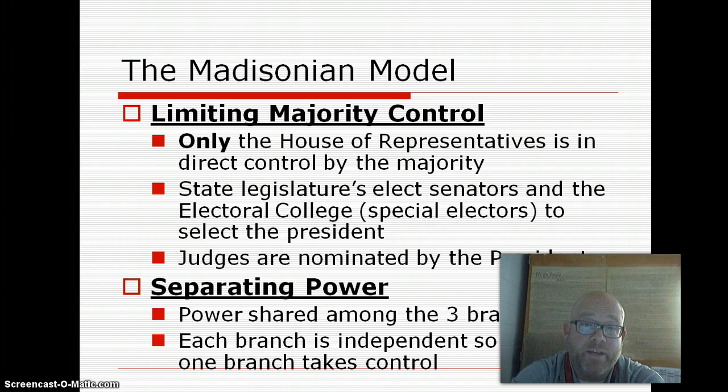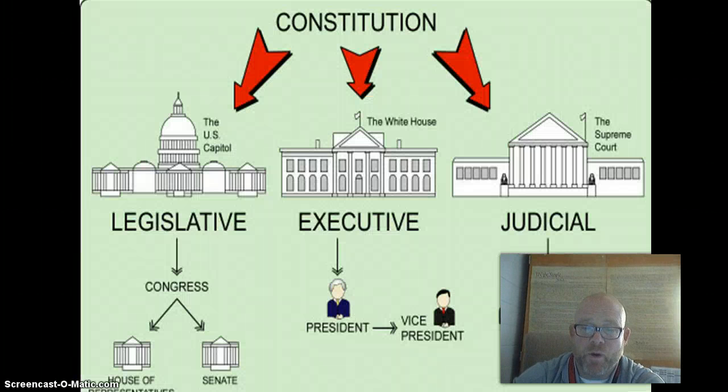Also, when you look at the judicial branch, you have judges who are nominated by the president. A big thing here is separation of power, again, dividing into three branches. Each branch is independent, has its own powers, but some of those powers were always going to be checked or countered by another branch. Here's a quick visual of the three branches. You guys should be familiar with these.